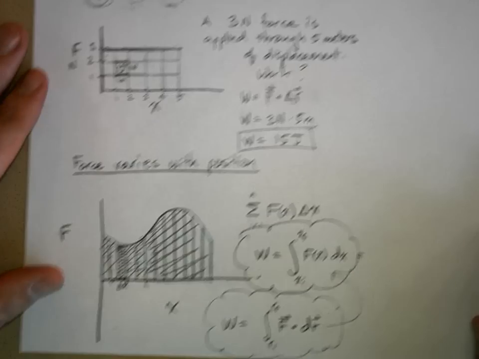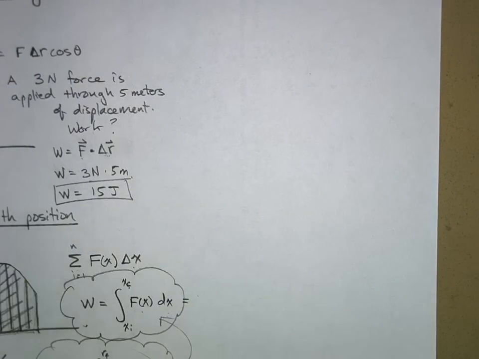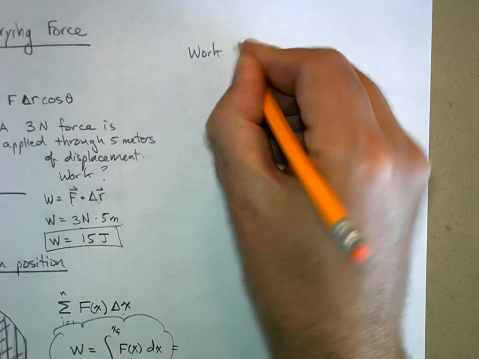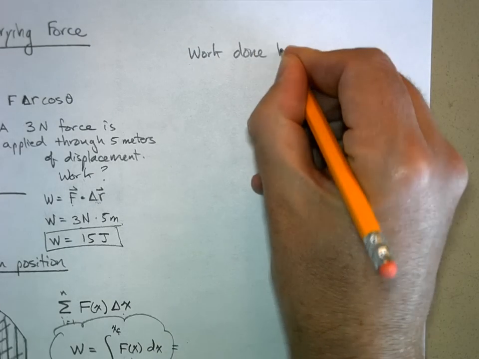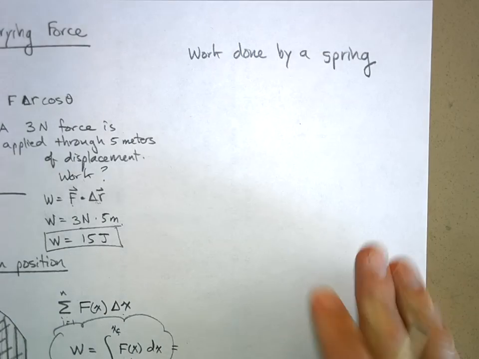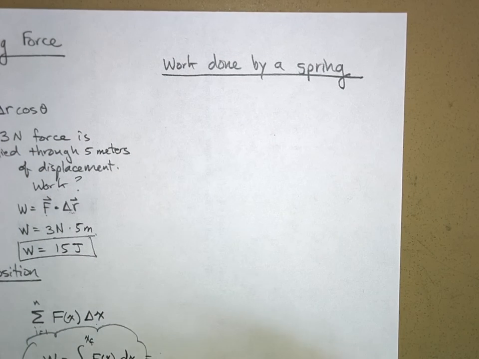Now we're going to look at a particular varying force that's very, very important in mechanical engineering, and that is the work done by a spring. Am I on camera? Yes, I am. So let's talk about the work done by a spring.